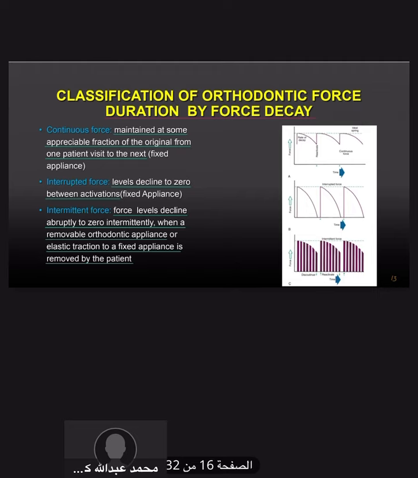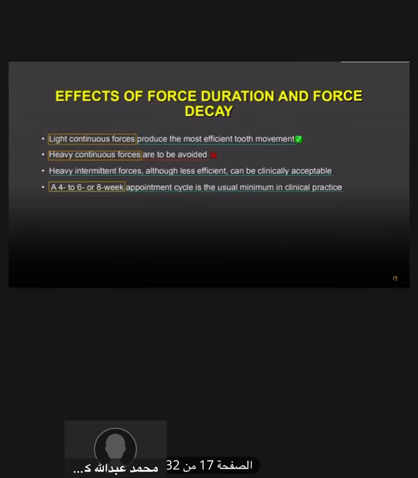Intermittent force, the force level declines abruptly to zero. Examples are removable appliances, headgears, elastics. The forces are maximum when the appliances are worn. Once you remove the appliance, it becomes zero abruptly. This is known as intermittent force. So, these are the types of forces classified according to the force decay, how the force goes off.